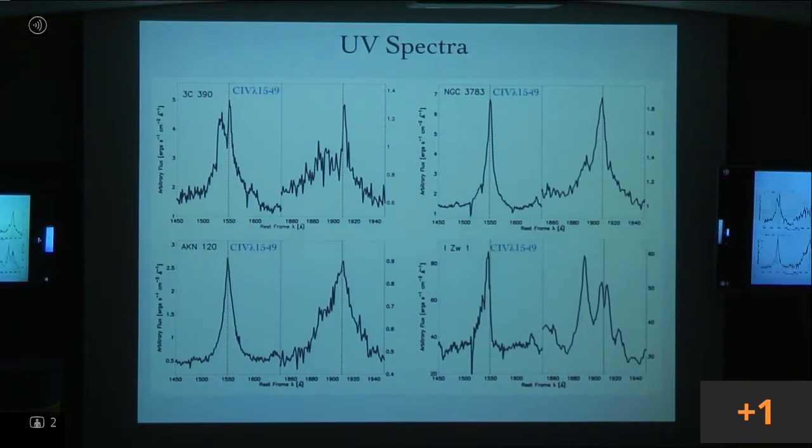This is the UV spectra for the same objects as previously. This is the carbon 4 line. And as you see, the profiles are also very, very different. This one is very symmetric, but we have here one that is completely blueshifted, and we have very different profiles. Here is the 1900 blend, which has carbon 3, silicon 3, aluminum 3, and silicon 4. I will show you later.